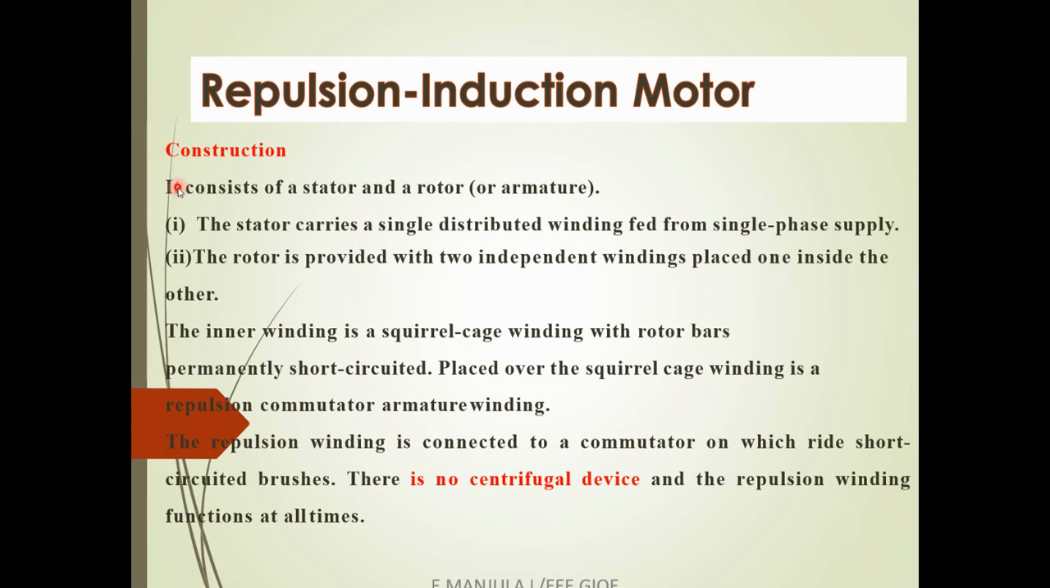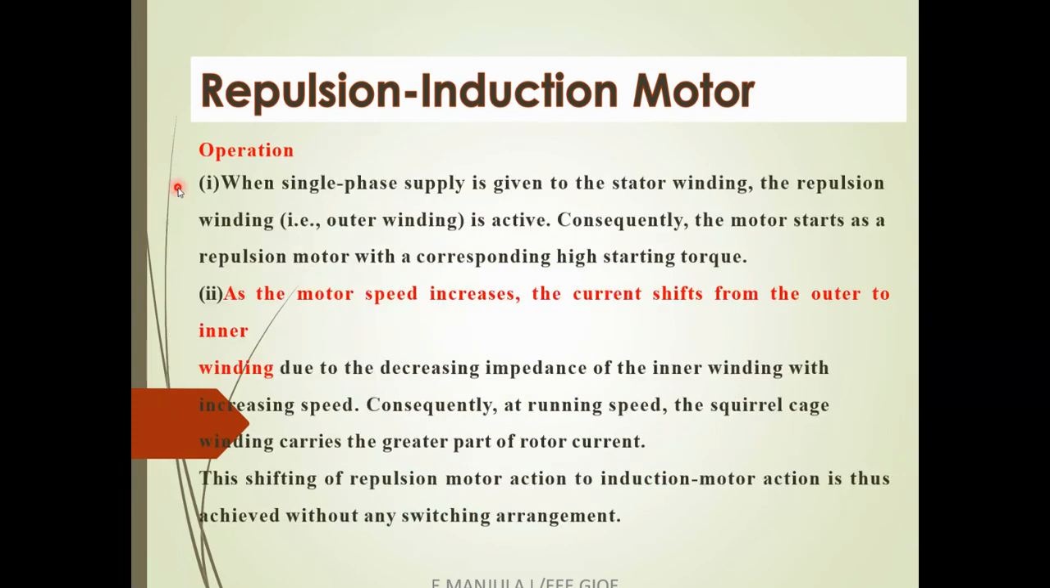The inner winding is a squirrel cage winding with rotor bars permanently short-circuited, and placed over the squirrel cage winding is a repulsion commutator-operated armature winding. The repulsion winding is connected to the commutator on which ride short-circuited brushes. So, there are no centrifugal devices, and the repulsion winding functions at all times. So, how will be the operation?